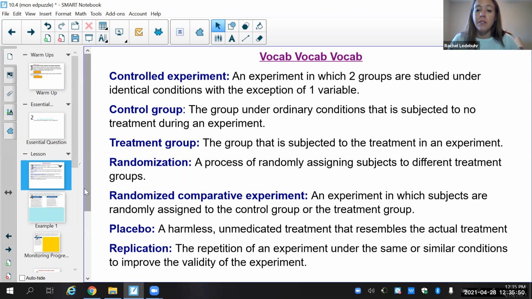Replication: the repetition of an experiment under the same or similar conditions to improve the validity of the experiment. So let's say we design an experiment and we realize that it's not going to produce the most valid results. I am going to replicate it. So I'm repeating the experiment, but I'm going to improve the validity, change a few things so that I can get better results. I know this is a ton, but if you haven't already, finish writing out those definitions.